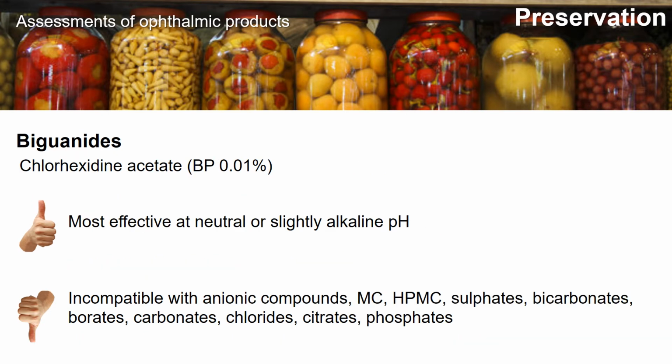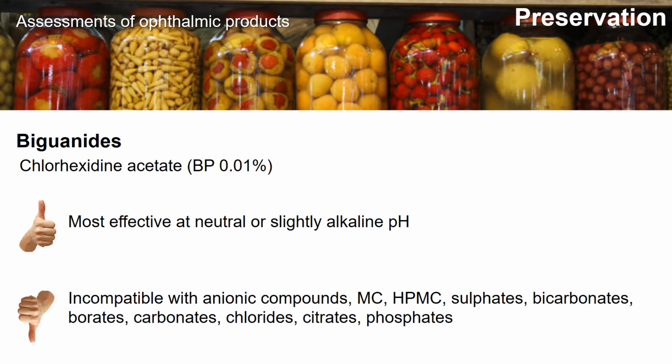The next category of detergent preservative is called biguanides. Chlorhexidine acetate is a common example. It is effective at neutral or slightly alkaline pH. For microbial coverage, it is effective against gram-positive bacteria but not spores, and has low activity against Pseudomonas aeruginosa. It is not compatible with anionic compounds, several types of compounds or salts, as well as organic matter like serum and phospholipids.